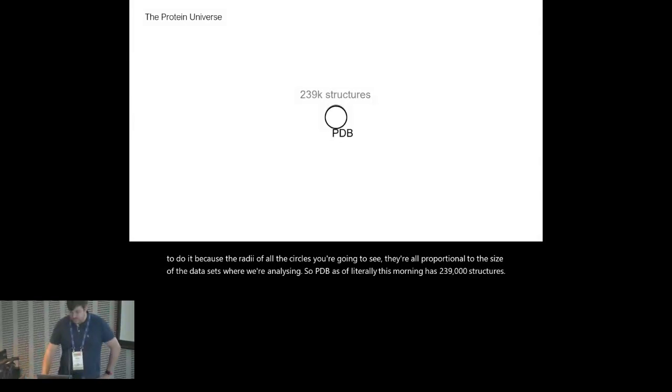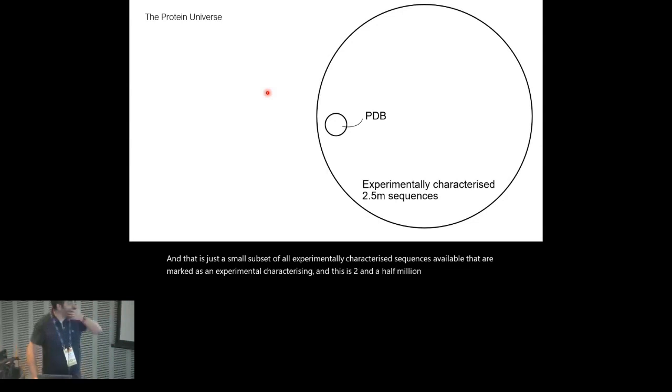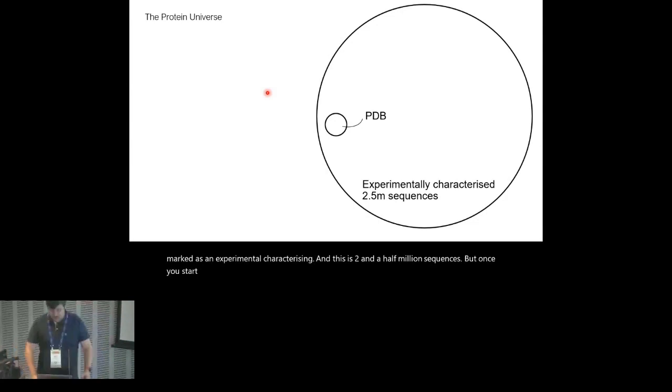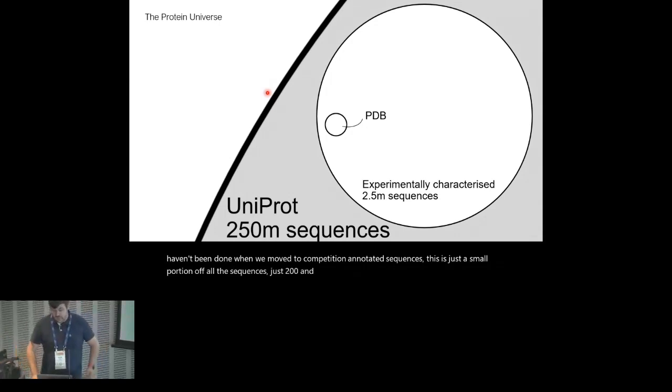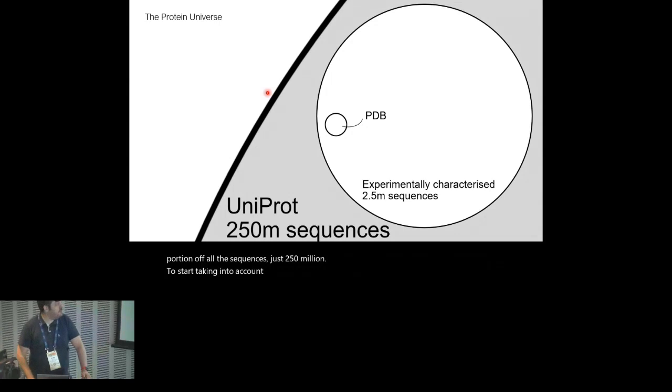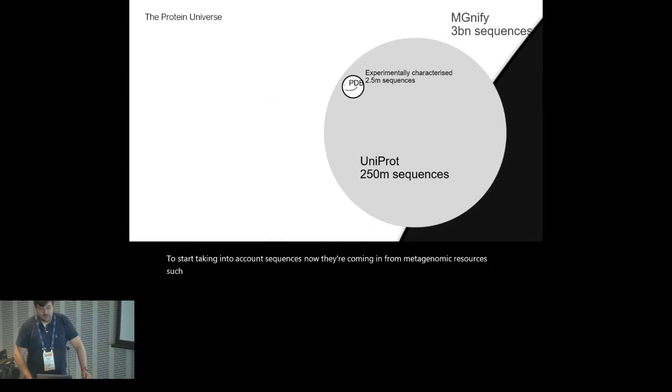And that is just a small subset of all the sequences marked as experimentally characterized in UniProt, and this is 2.5 million sequences. But once you start looking at all the sequences that we're not able to characterize experimentally, or that haven't been done yet, when we move to computationally annotated sequences, this is just a small portion of all the sequences annotated in UniProt, just 250 million. And once you start taking into account sequences coming in from metagenomic resources such as MGnify, it's just a little speck, even in this case.